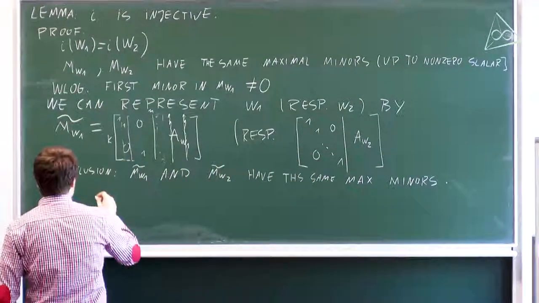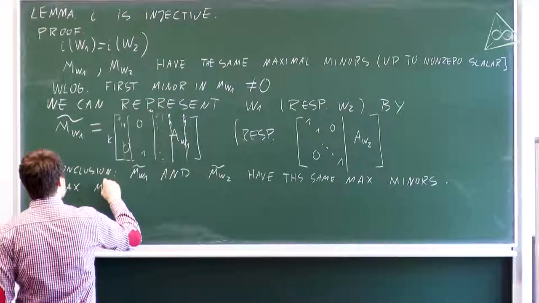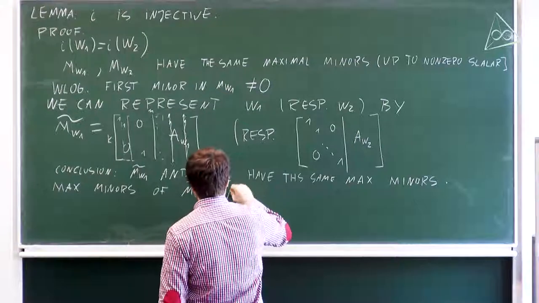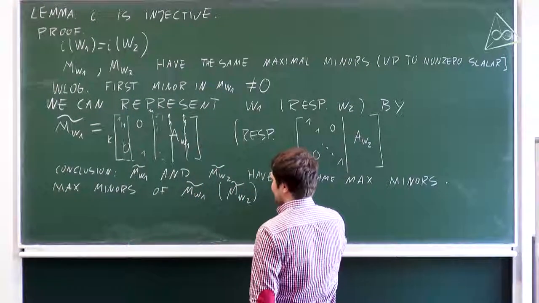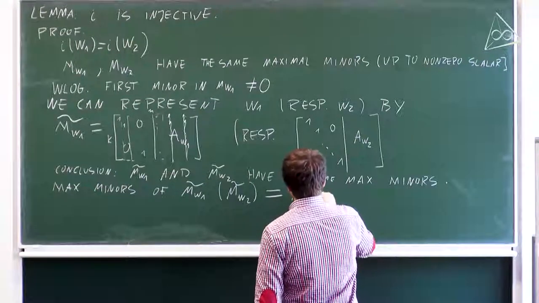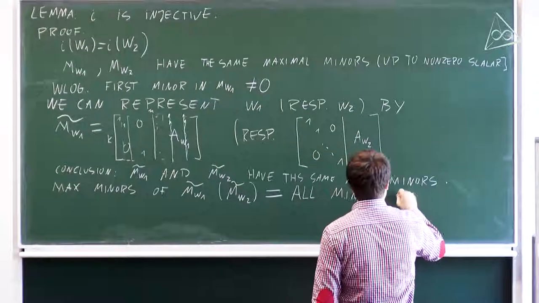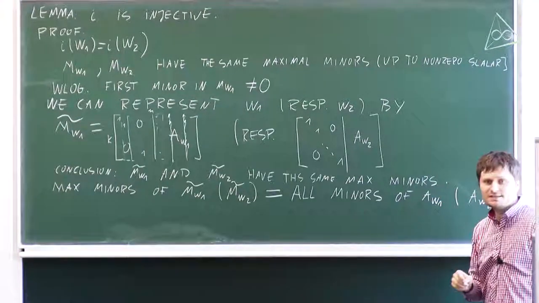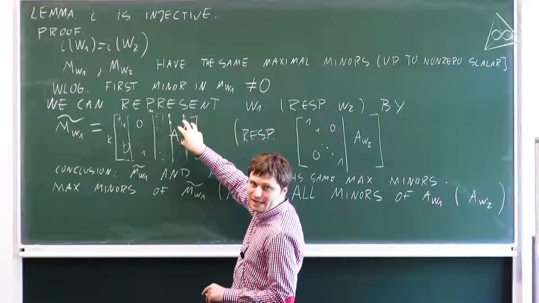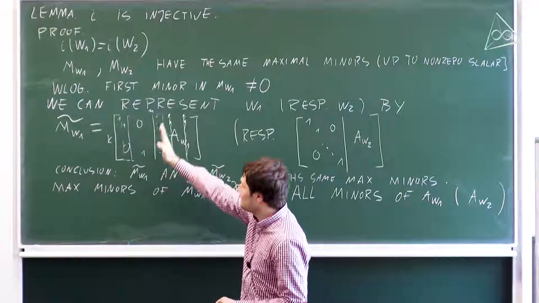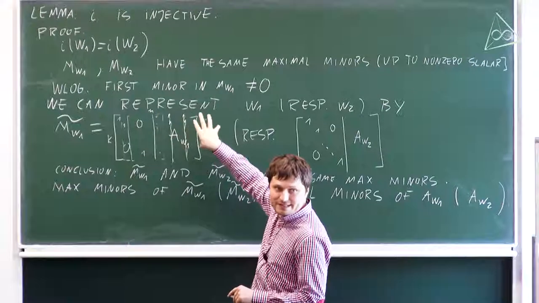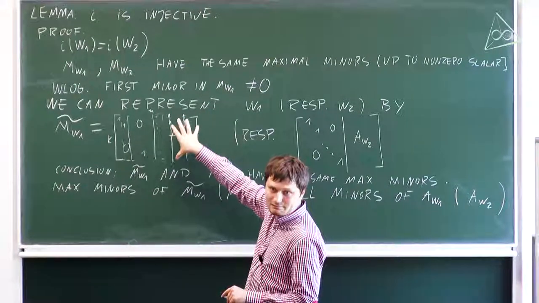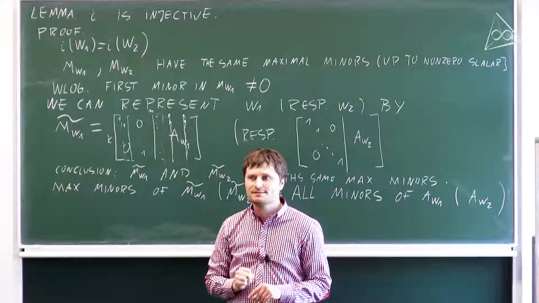So again, a conclusion is that the maximal minors of MW1 tilde and MW1 W2 are the same as all minors of AW1. Any square submatrix here can be completed from this identity so that the determinant of the submatrix equals, up to sign, the determinant of the k minor of MW1. Yes? Okay.